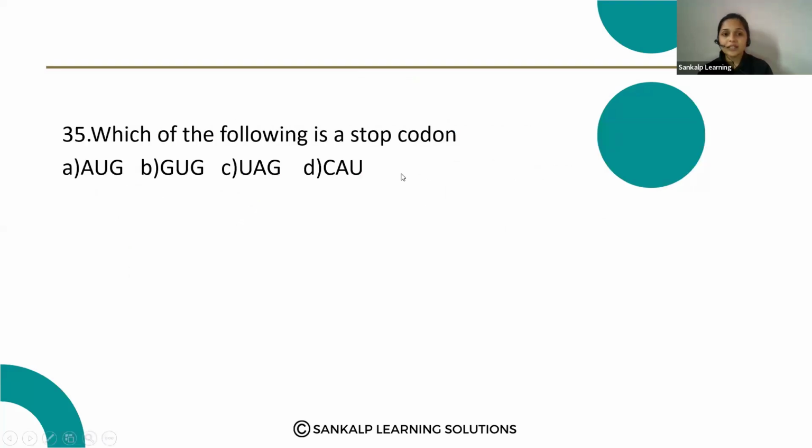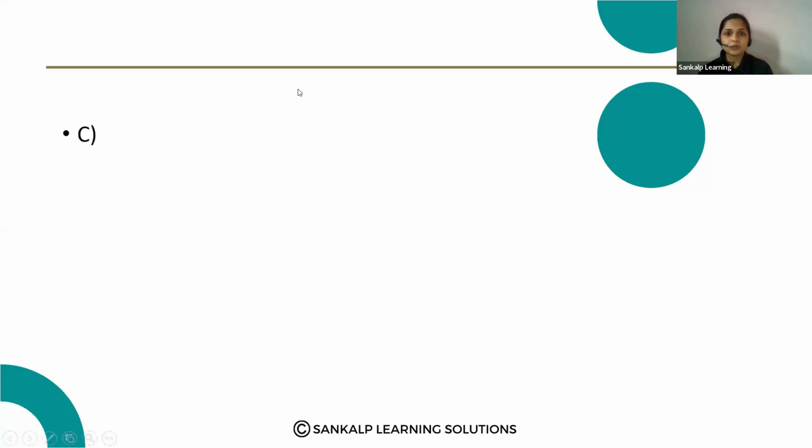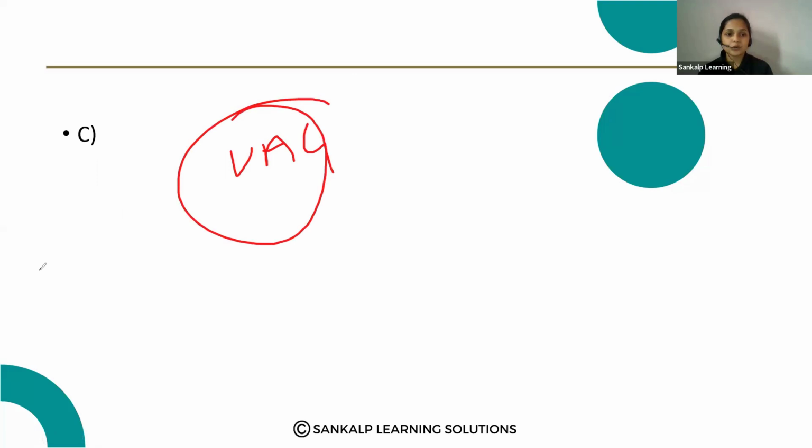Which of the following is a stop codon? AUG is the initiator codon. GUG, UAG, CAU. Here the correct answer is option C, UAG. UAG is also a stop codon.